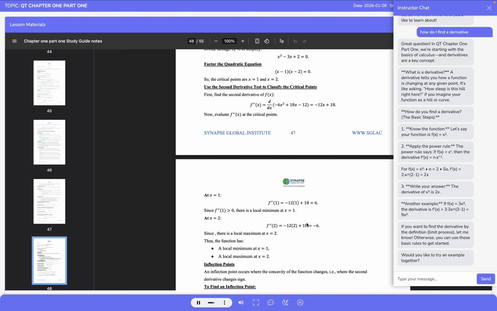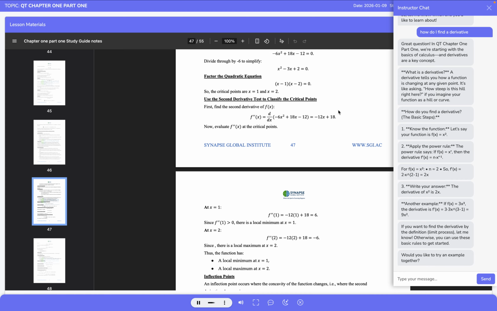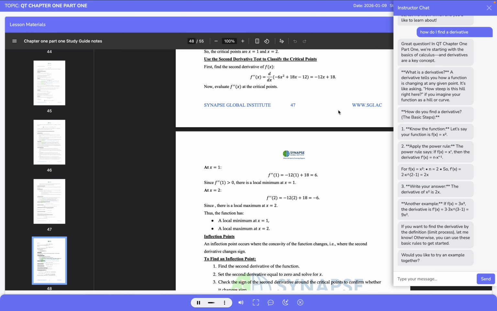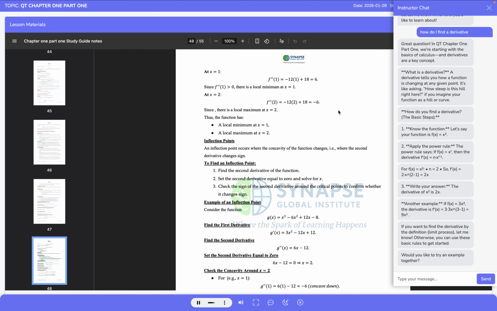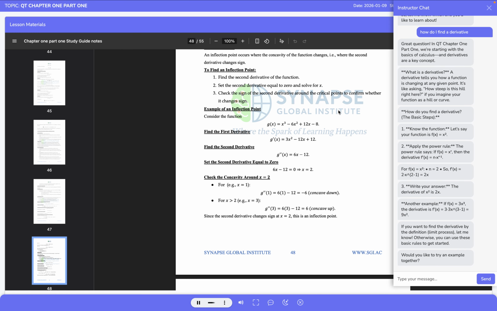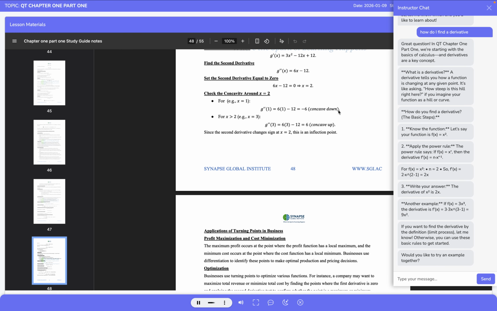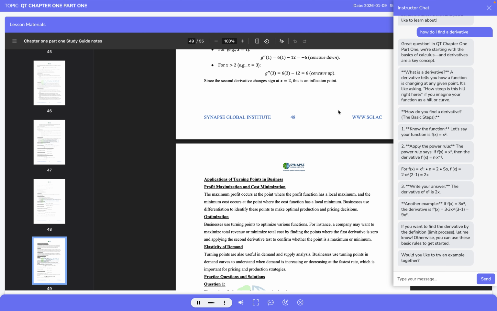Turning points have important applications in business. Profit maximization occurs at a local maximum of the profit function, while cost minimization occurs at a local minimum of the cost function. Businesses use differentiation to locate these points and make optimal decisions about production levels and pricing. Turning points are also central to optimization problems more generally, where firms aim to maximize revenue or minimize costs.